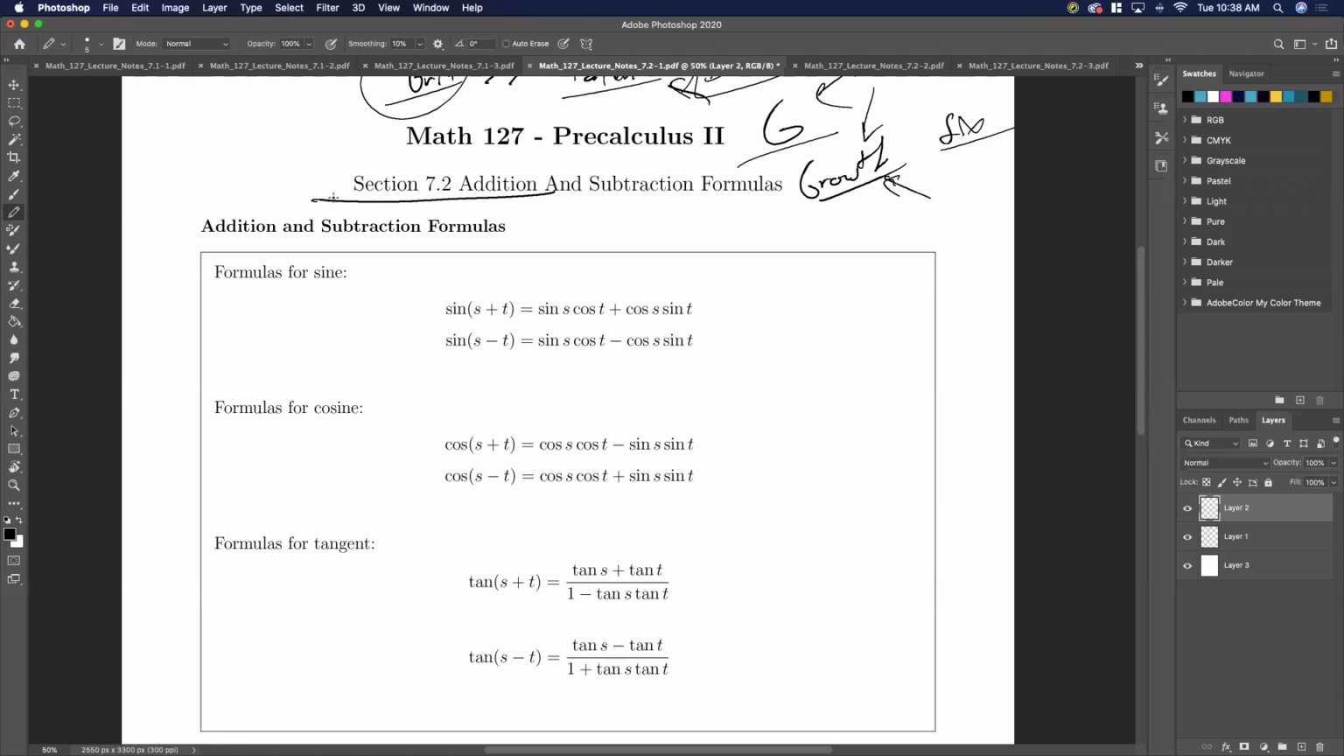Let's do math. All right, so let's try again. Section 7.2. So we're going to do the addition and subtraction formula.